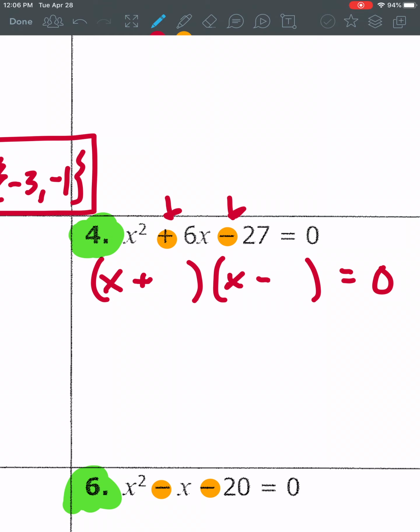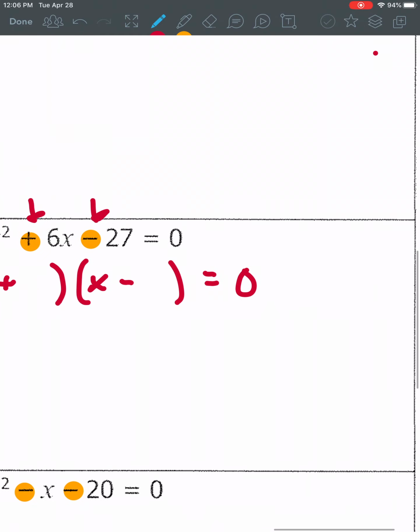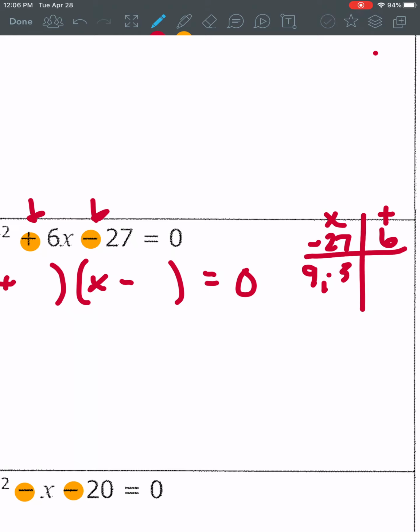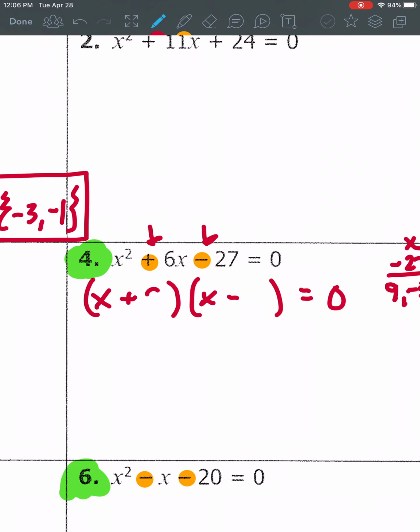Okay, so what multiplies to -27 and then adds to +6? So multiply, add. Let's see. Since the middle term is positive, I know that the bigger factor has to be positive. So let's think 9 and -3. They multiply to -27. They add to 6. There we go. So +9, -3.